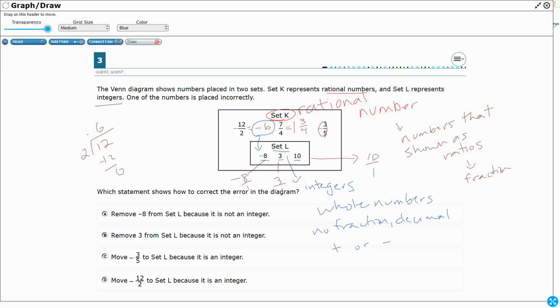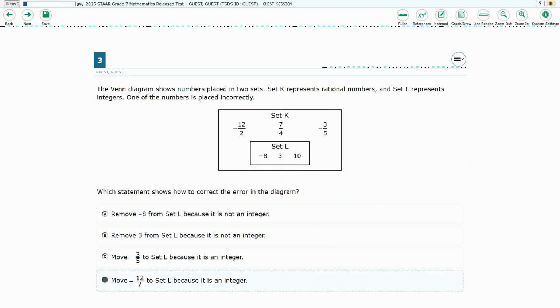So let's take a look at our answers. We need to remove negative 8? No, it's fine. Remove 3? No. Move negative 3/5? No, we do not. Here we go, down at the very bottom. We need to move negative 12 halves to set L because it is an integer. And what we had to figure out is that really it's negative 6. So yes, D is our answer. And there we have it.